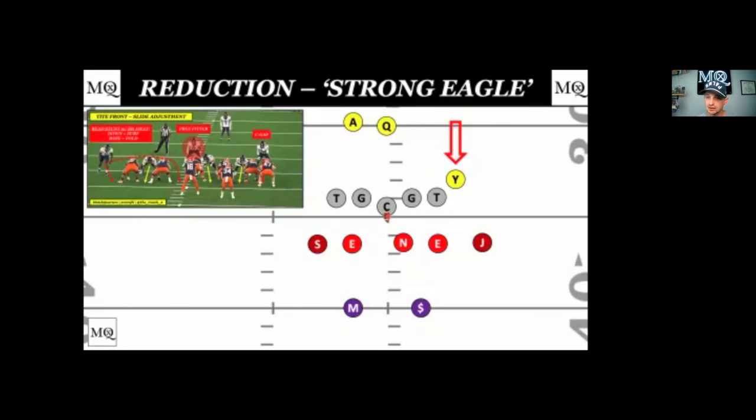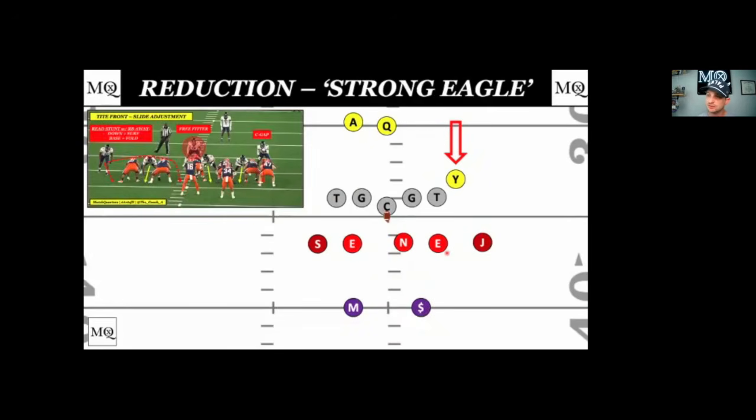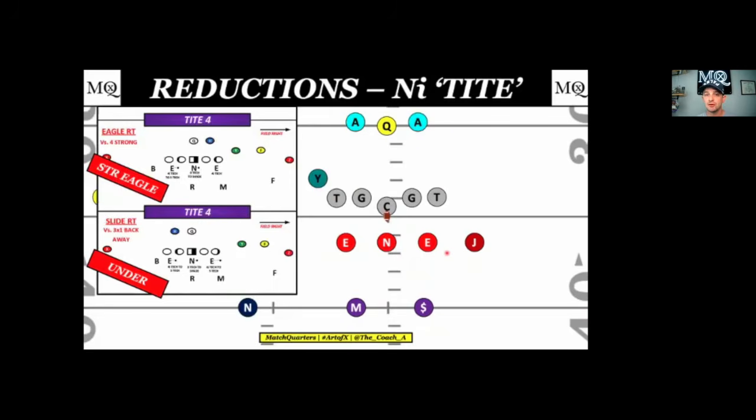Maybe it's just for angles on counter, right? Maybe you want to have him away from this so that you really are locking down this cutback on this split zone and forcing him to go front side. So it's just really what you want out of that. So we have a strong eagle, we have a weak eagle, and then here are some of these reductions even within the tight front.